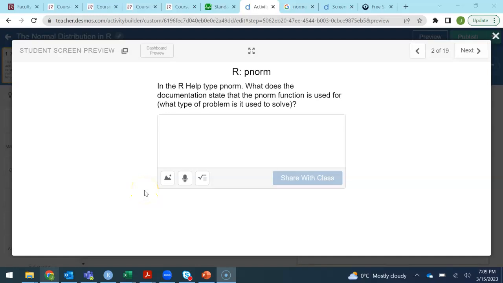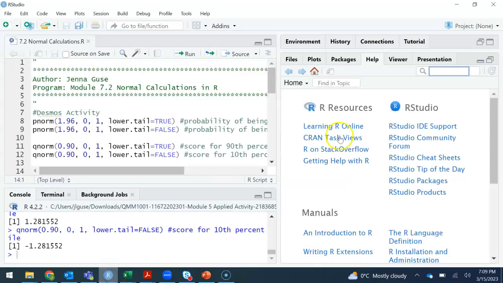This is your activity walkthrough to help explain the pnorm and qnorm functions. On screen 1, you have to explain what pnorm does. In order to learn more about pnorm, just go to R, find the Help section, and type in pnorm.